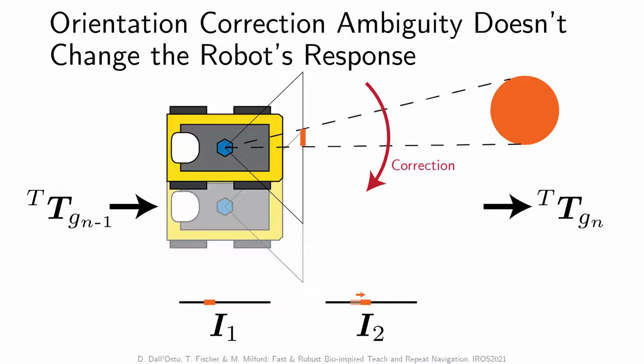Lateral path errors can produce similar results. In general, orientation and lateral path errors cannot be distinguished, but they do not need to be, because both elicit the same rotational correction response. This is reminiscent of the visual route following strategies of ants, who rotate to align landmarks in their current view with what they remember from last traversing a route.